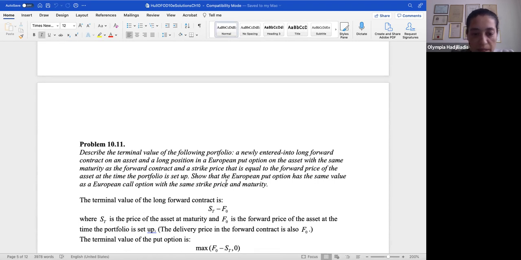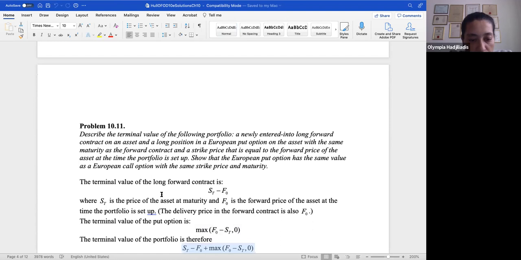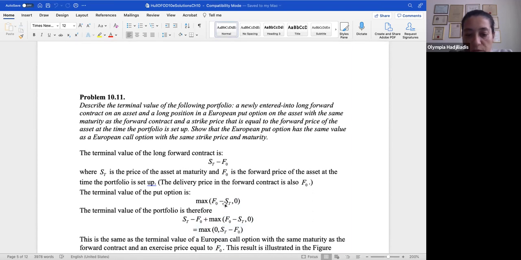and maturity. The terminal value of the long forward contract is ST minus F0, where ST is the price of the asset at maturity and F0 is the forward price of the asset at the time the portfolio is set up. The delivery price in the forward contract is also F0. The terminal value of the put option is the maximum of F0 minus ST and 0. The terminal value of the portfolio is therefore the sum of these two.